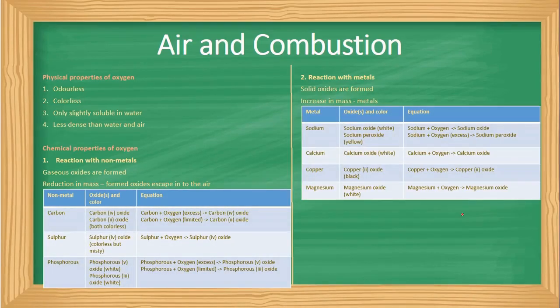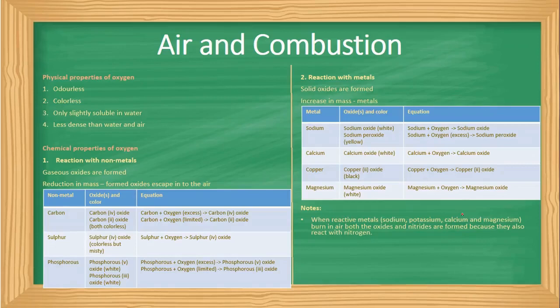So in a summary, if sodium is burnt in oxygen, sodium oxide is formed, which is white. And if there is excess oxygen, sodium peroxide is formed, which is yellow. If calcium is burnt in oxygen, calcium oxide is formed, which is white. If copper is burnt in oxygen, copper(II) oxide is formed, which is black. And if magnesium is burnt in oxygen, magnesium oxide is formed, which is white.